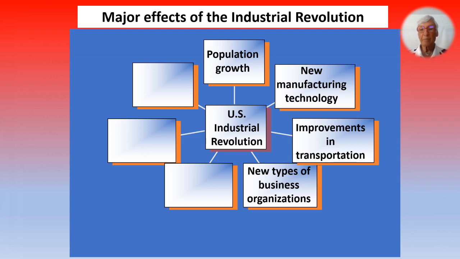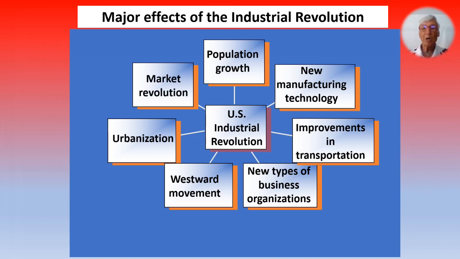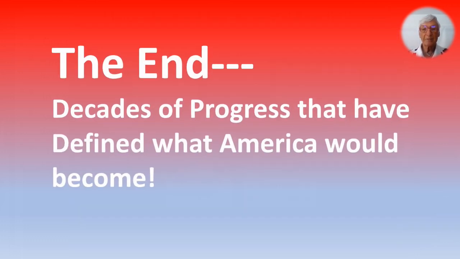There were new types of business organizations, such as the corporation. And America began to move west in large numbers to populate the Great Plains. There was urbanization. People were leaving the farms and moving to the cities. And there was a market revolution during this period. It was a significant time of major change in our country. And it provided decades of progress that have defined and would continue to define what America would become as a nation.